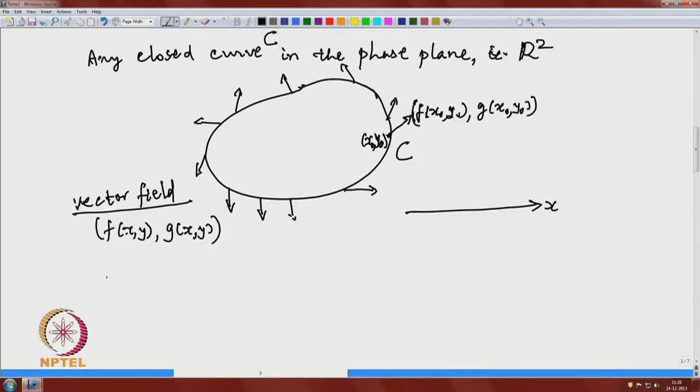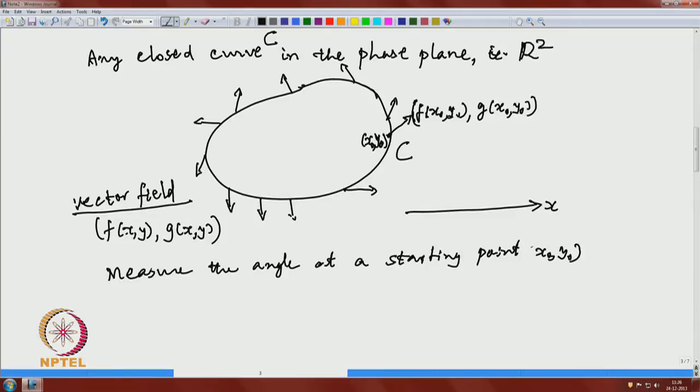So, measure the angle at a starting point x0, y0 on C. Then make a round. You keep on measuring the angles at all points, making a counterclockwise round.